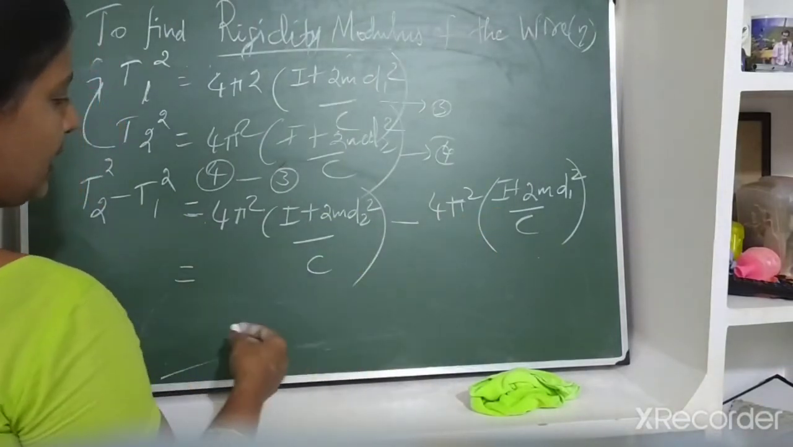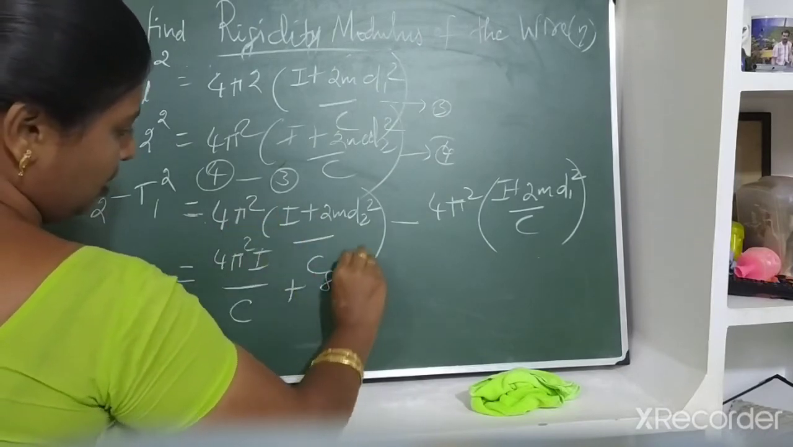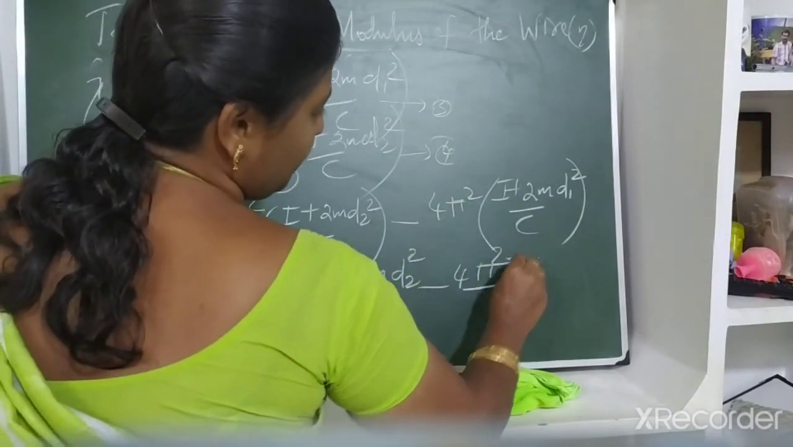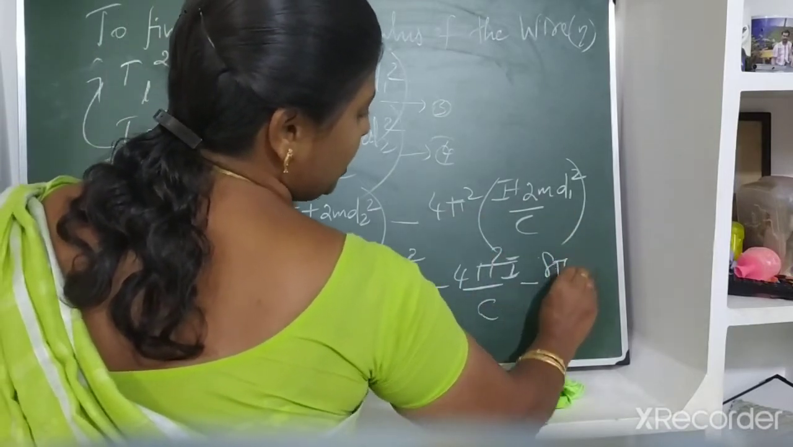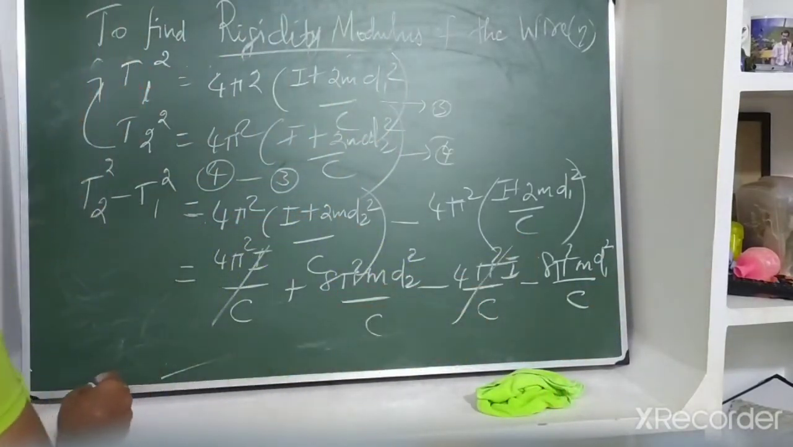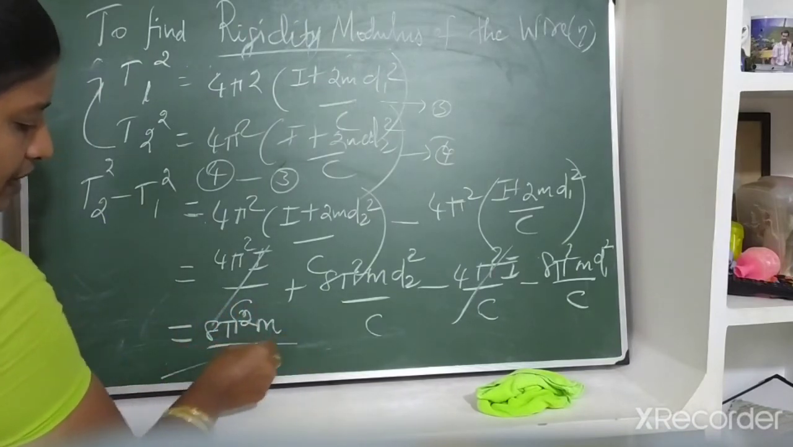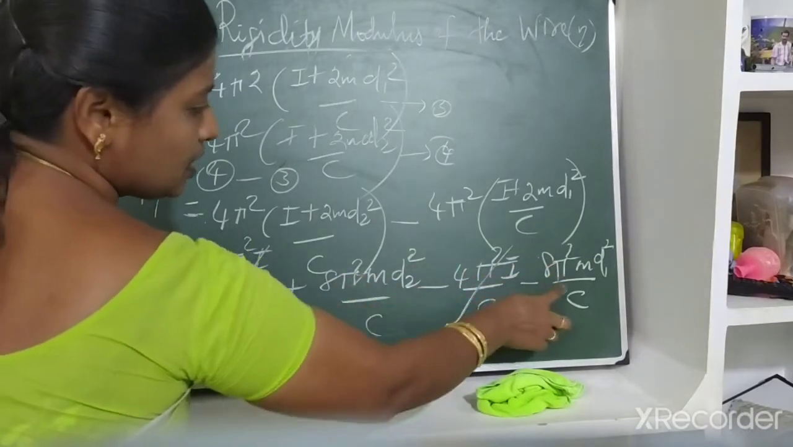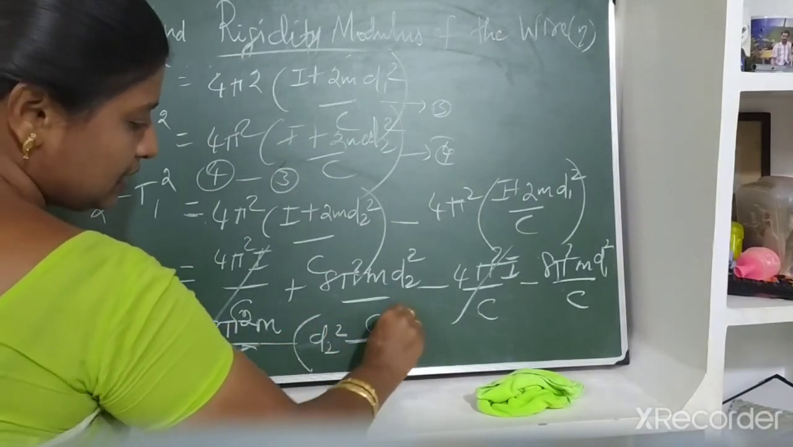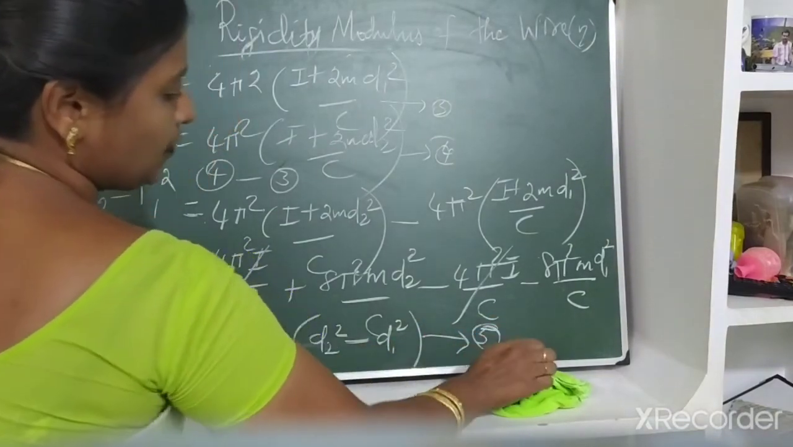We will simplify this right hand side: 4 pi square I by C plus 4 into 2, 8 pi square m D2 square by C, minus 4 pi square I by C minus 8 pi square m D1 square by C. Plus term and minus term cancel, the remaining term is 8 pi square m divided by C. Taking the constant term 8 pi square m by C outside, the remaining term is D2 square minus D1 square. That is the equation we consider as the fifth equation.